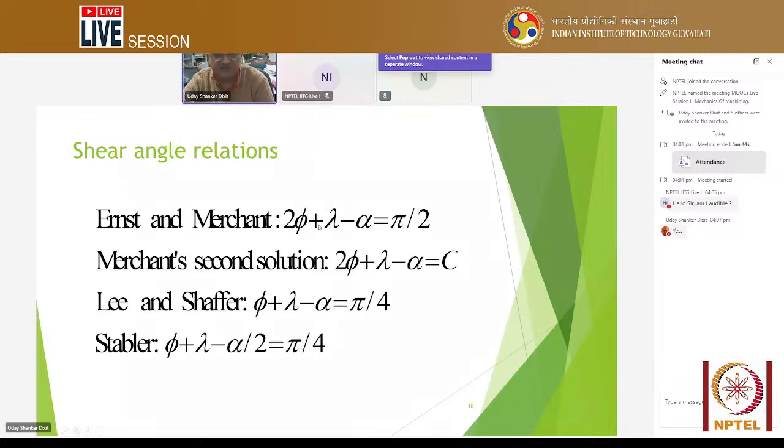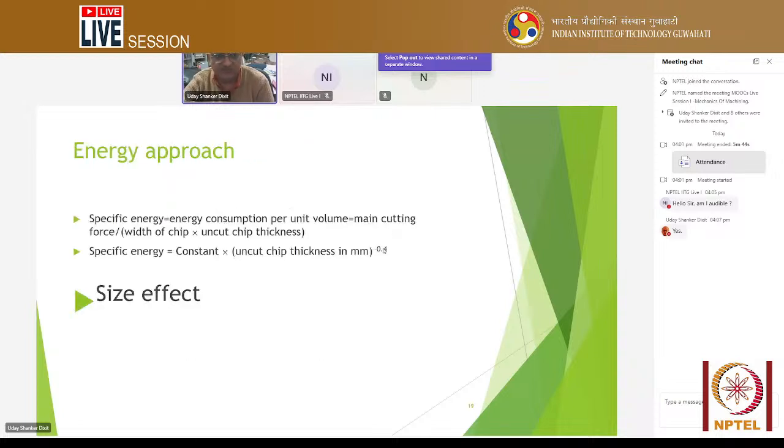First, Ernst and Merchant gave this type of relation between shear angle, friction, and rake angle. Then they gave a second solution. Then Lee and Shaffer, based on slip line, gave a different solution. There is another way to calculate the forces, based on the specific energy, that is, how much energy is required to cut this material. And we also mentioned that size effect is very important.